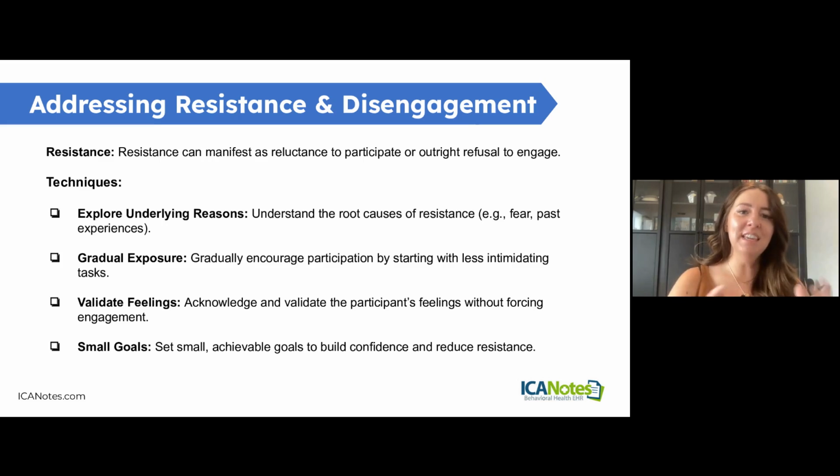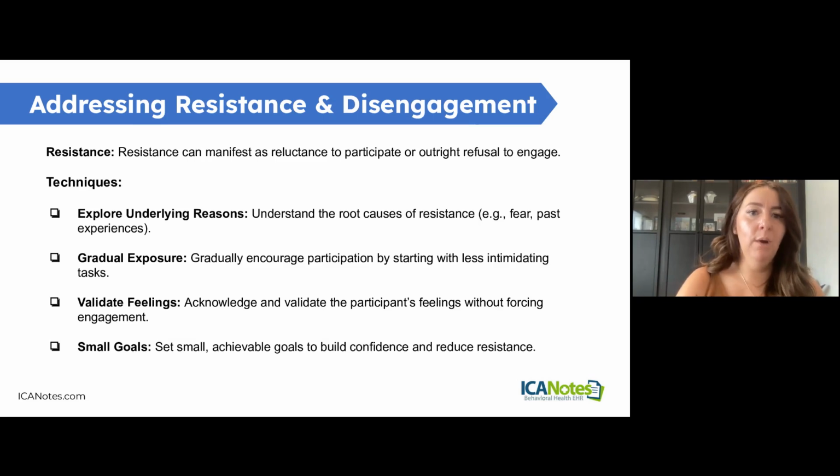But just think through where this resistance is coming from, and how do we mitigate that? Because when one person disengages, it kind of acts as a magnet, right, for others to potentially disengage. So we really want to be managing that, not just saying, well, if they don't want to do it, they don't want to do it.